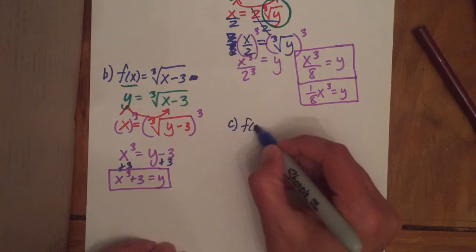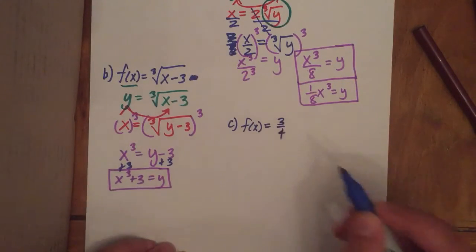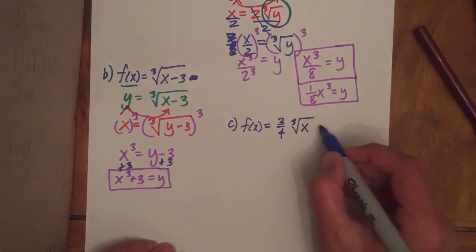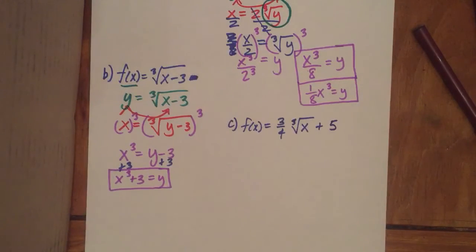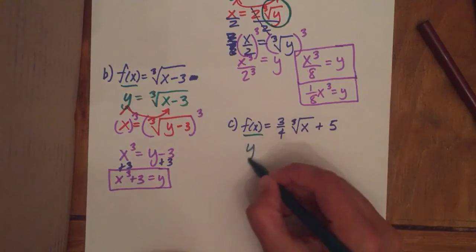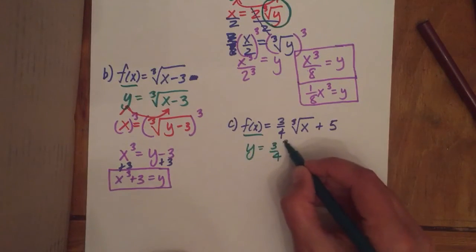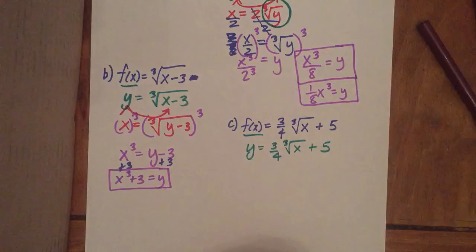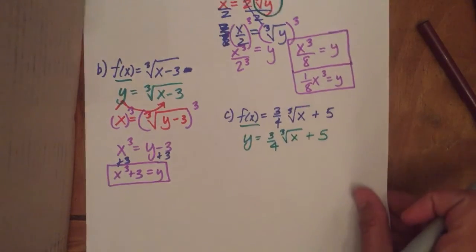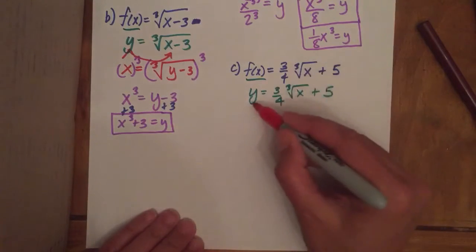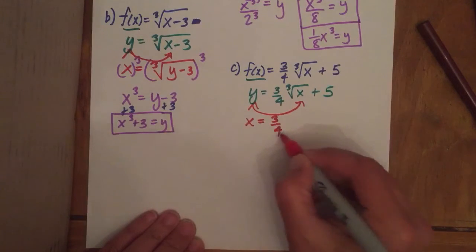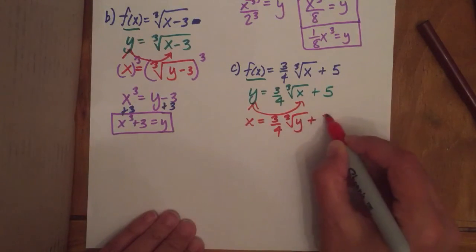C: f of x equals 3/4 cube root of x plus 5. So what I'm going to do with this one is the same thing. I'm going to replace the f of x. I'm going to make it a y. Again, just terminology. And then now that I have my function written out here, if I want to find the inverse, I'm going to have to flip-flop the domain and range, which is the x and y. So this becomes x, and this becomes y.